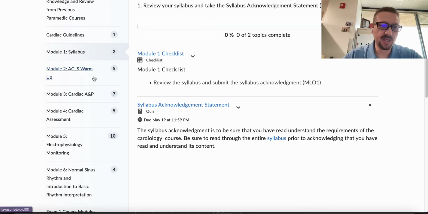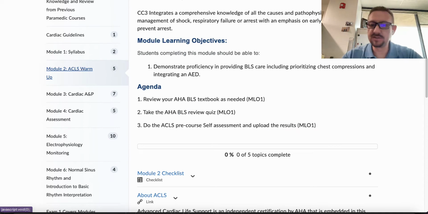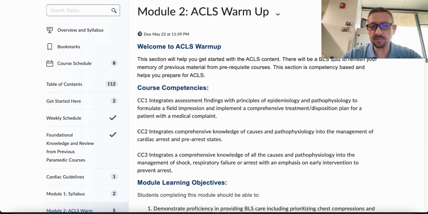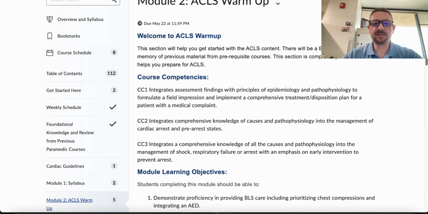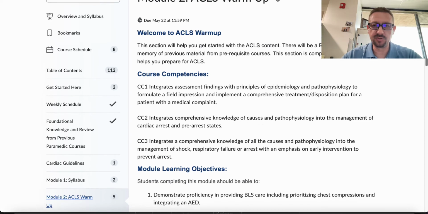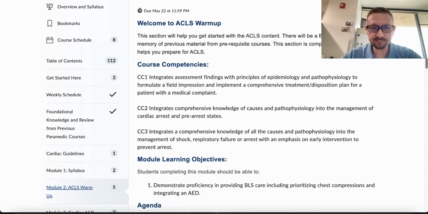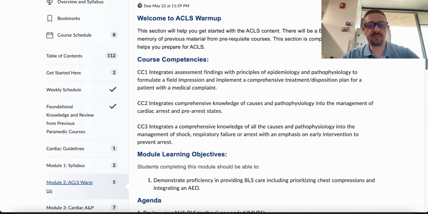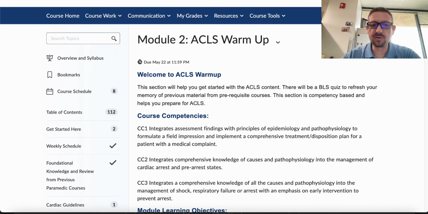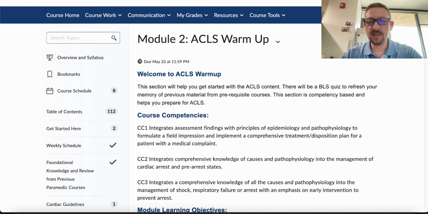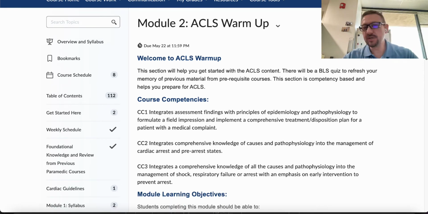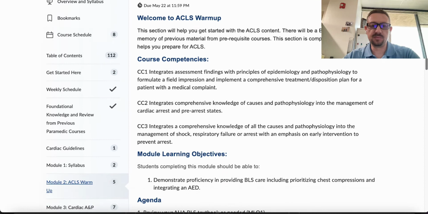Hopefully that makes sense. Let's look at Module 2 because this has actual content we'll be using, and the checklist will be a better representation here of what you'll see in future modules. In this module, again, we find the description. This is called Module 2, the ACLS warm-up. This is going to be kind of brief, just an orientation to what ACLS is as a component of this class, and then a few things that we need to get done in this component.